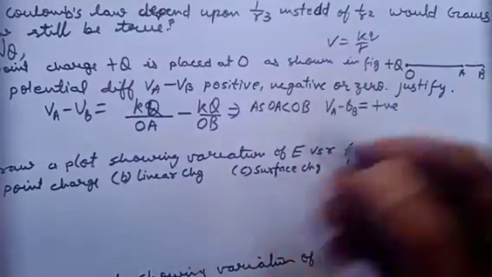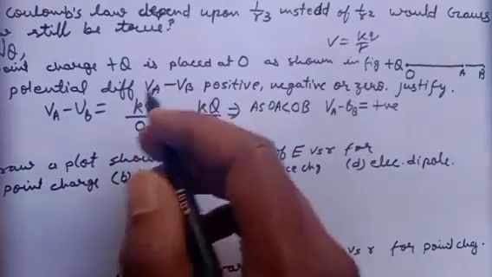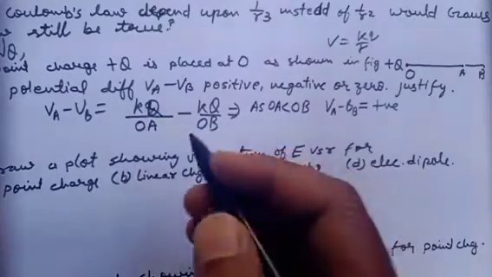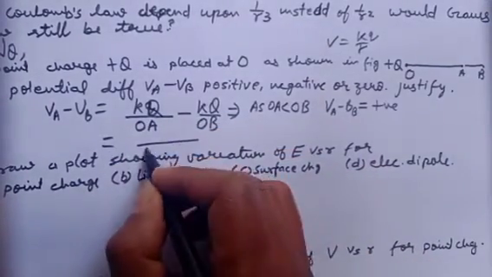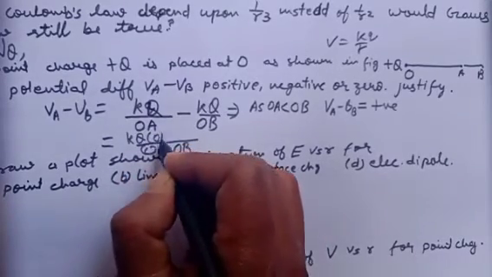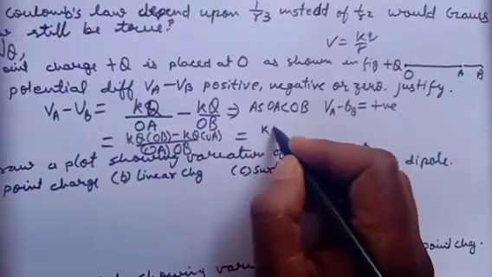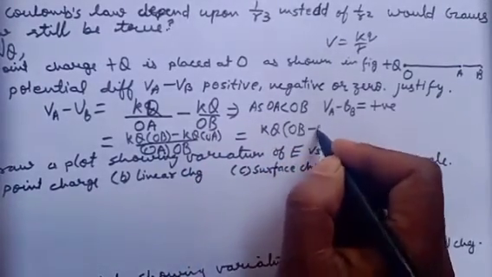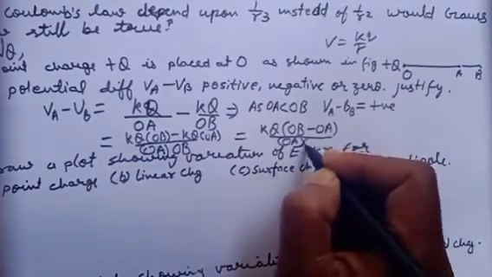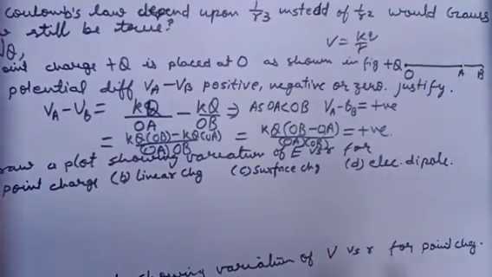What is the other explanation? Why am I saying that? Because the denominator is lesser, this quantity becomes greater and is the dominating one. Or we can solve it. LCM is OA times OB, and then there is KQ OB minus KQ OA, and then KQ is taken common. It is OB minus OA upon OA OB. And see, bigger minus lesser is a positive quantity.